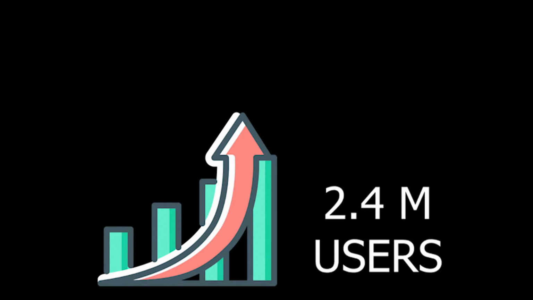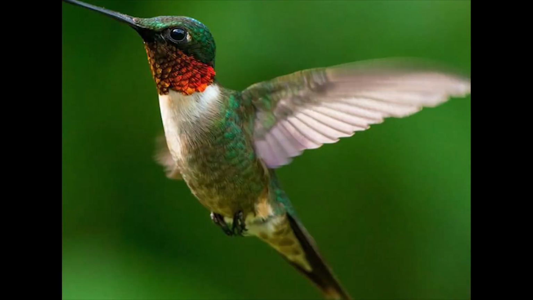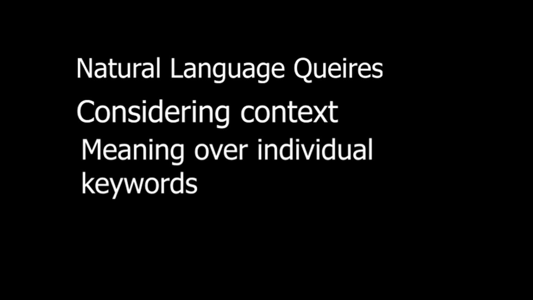And in 2013, the internet reached 2.4 million users, and Google develops Hummingbird. Hummingbird is the codename given to a significant algorithm change in Google search in 2013. Its name was derived from the speed and accuracy of the hummingbird. Hummingbird places greater emphasis on natural language queries, considering context and meaning over individual keywords.